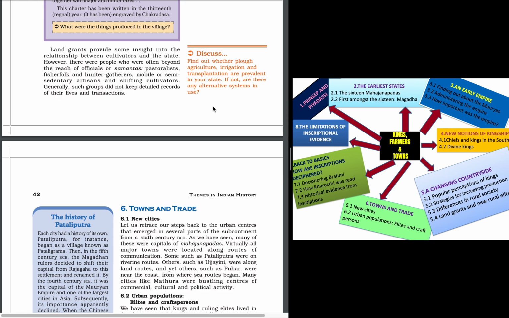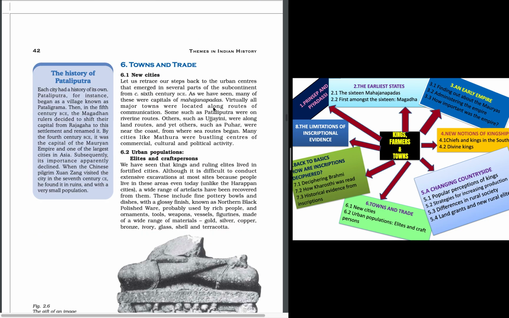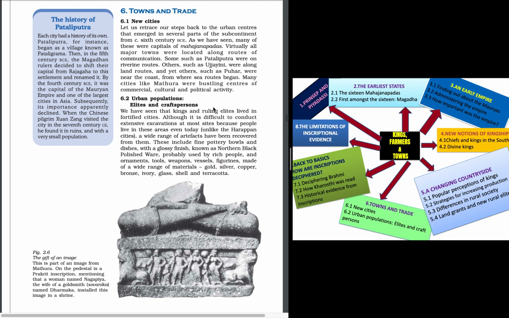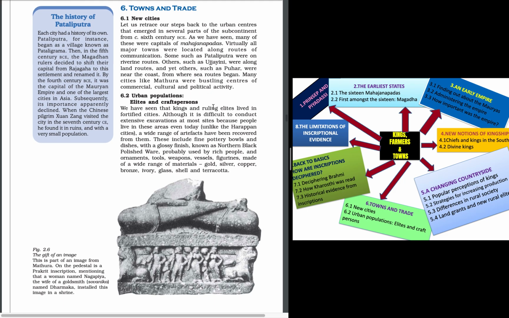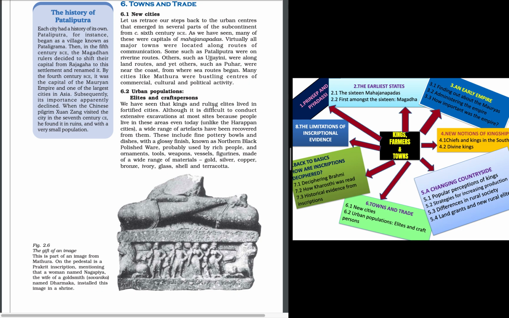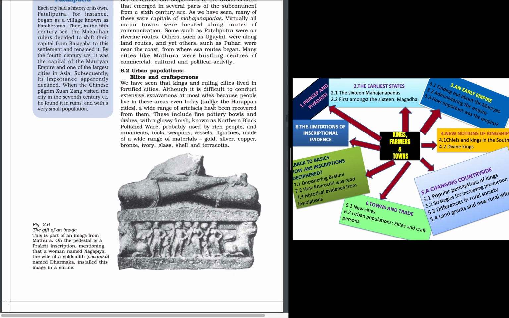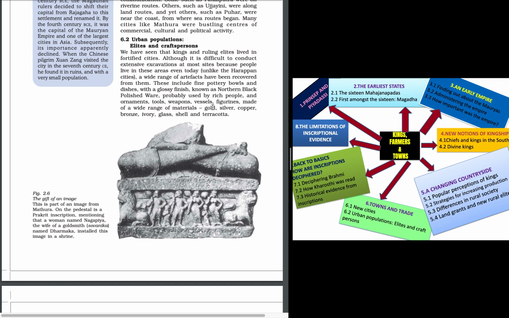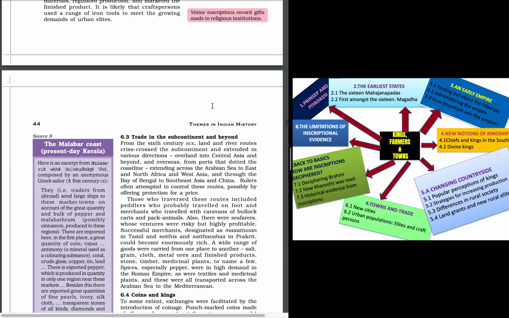6.1 says new cities and the trade. Wherever trade develops, that becomes a city, because there is more concentration of the population, and of course this population is known as the urban population. In the urban population, there were two social divisions: elites and the craft persons.